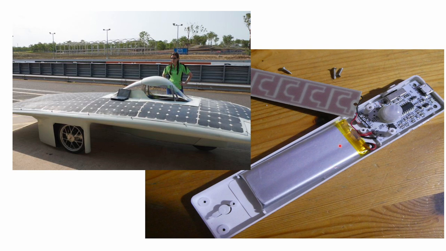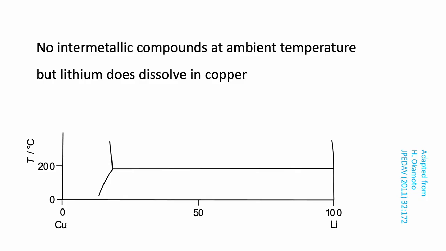Okay. So obviously we have copper connectors with this lithium ion battery. And copper is particularly useful in the sense that it doesn't actually form any intermetallic compounds with lithium. So this is the phase diagram for the copper-lithium system. And lithium has a large solubility in copper, but copper almost does not dissolve in lithium. But there are no intermetallic compounds that copper and lithium form, which is good because the copper can continue to function as a conductor.